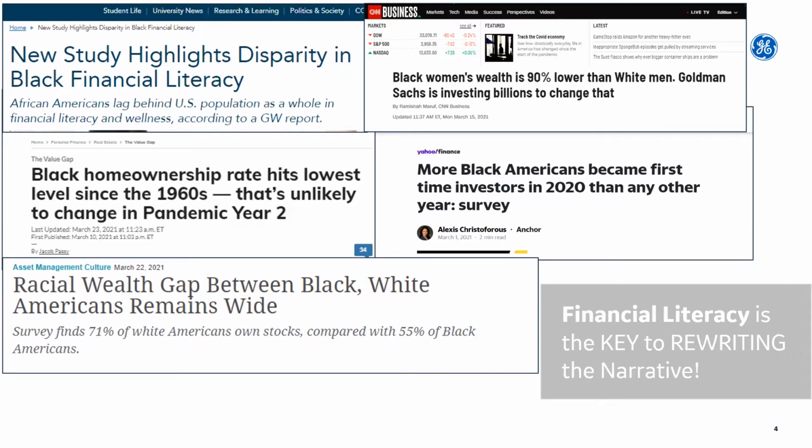And so the way to change that narrative, and to change some of the headlines we see about the racial wealth gap that exists between Black and white Americans, and our home ownership rates, is our level of financial literacy. The more we know can literally equate to the more you earn. That's why financial literacy is the key to rewriting these narratives. From here, I'd like to take you through what the usual money cycle looks like. So Davina, if we go to the next slide.